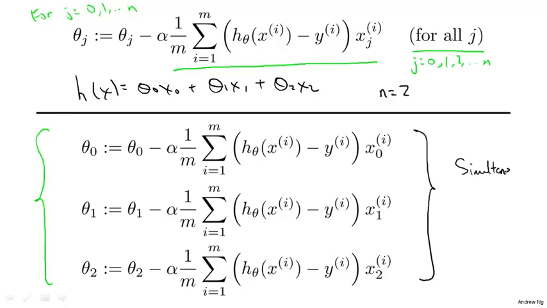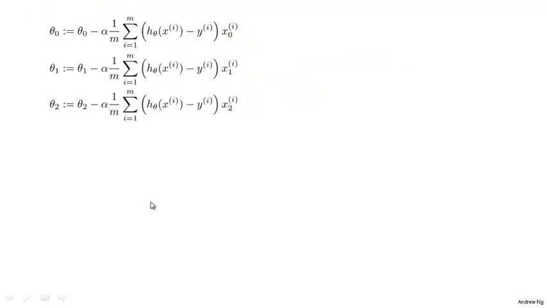So let me just write that down, simultaneous update. And by that I mean I'm going to compute the right-hand sides for theta 0, theta 1, theta 2, and then I'm going to update theta 0, theta 1, theta 2 simultaneously. Let's see if we can come up with a vectorized implementation of this. Let me copy these equations onto the next slide, but I'll just make it a bit smaller so I have more space.